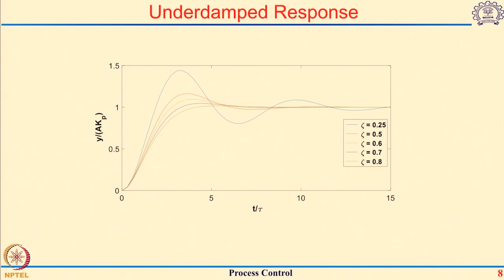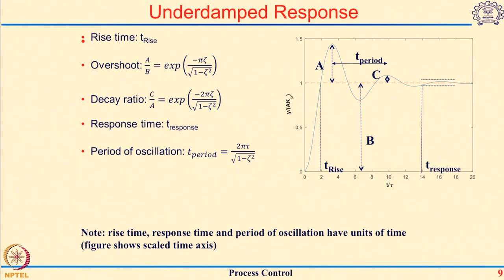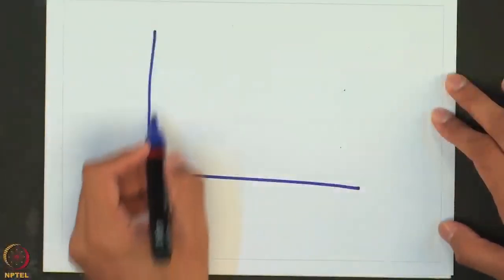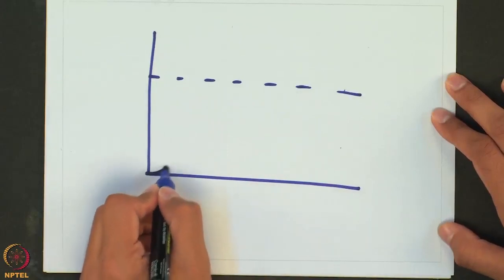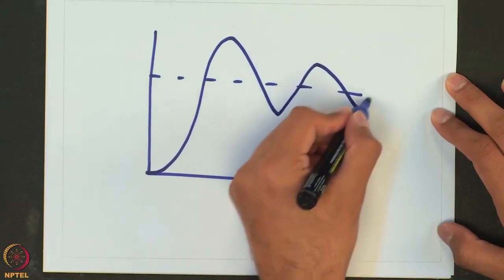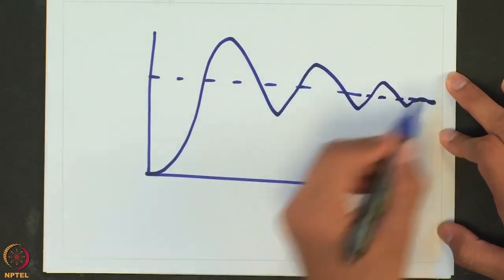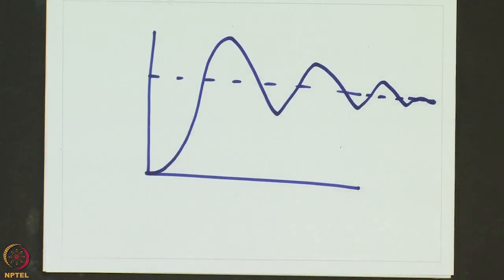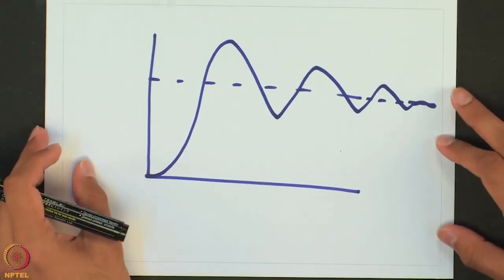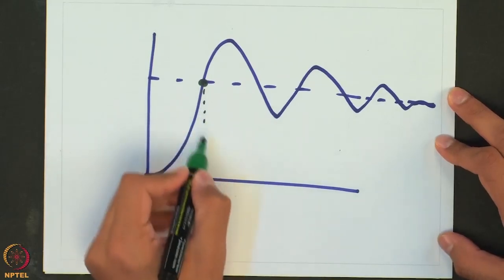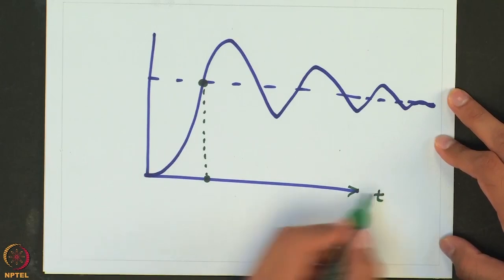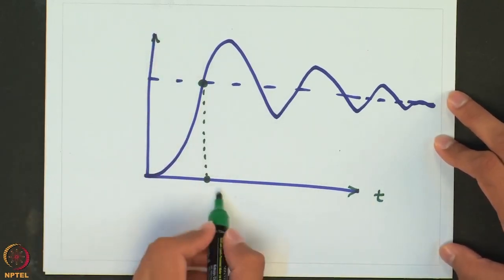So typically we would want to have an underdamped response, and in order to use this response for controller design, we need to define some parameters of a second order system. So let us look at the different parameters which characterize the second order underdamped response. We'll start with the first one, which is the rise time. So if we draw the second order response, this is the ultimate value. What we are going to get is the response. So this is a typical response of a second order system, and the rise time is defined as the time corresponding to this point. So this time is known as the rise time.